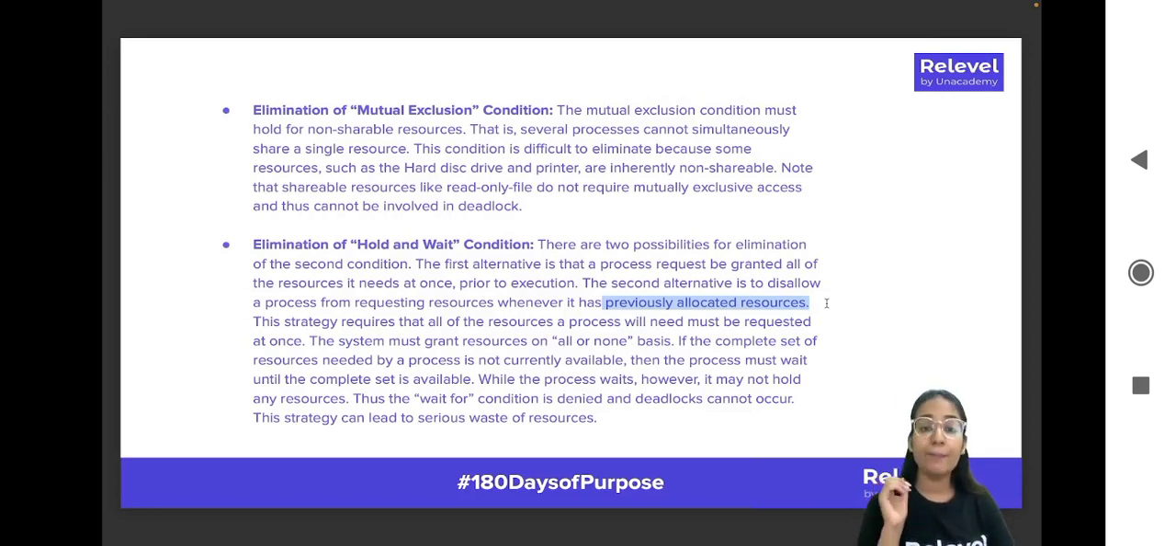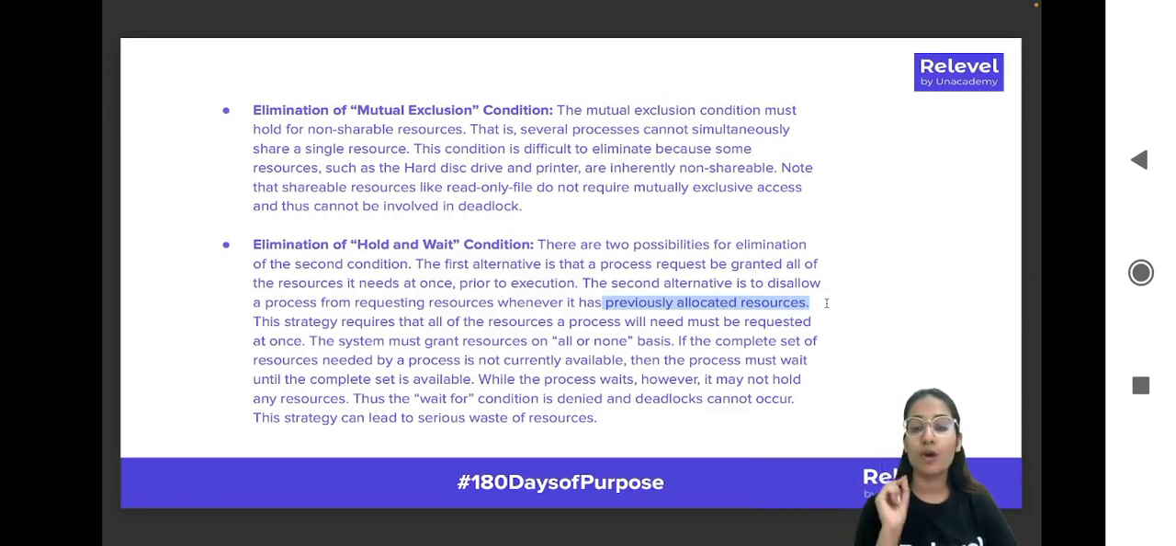If the complete set of resources is not available, let's say a process requires 8 resources and only 5 are available right now, then the process has to wait until the entire set is available. It's not like a process requires 10 resources, only 6 are available, and the operating system allocates 6 of them and tells the process that when the other 4 come, I will allocate them to you. No, that's not possible. If all the resources are not available, you are not granted any resources and you have to wait until all of them are available.